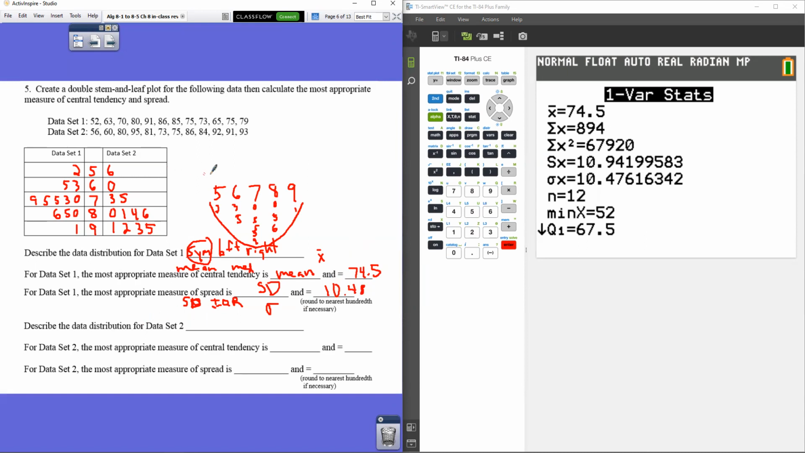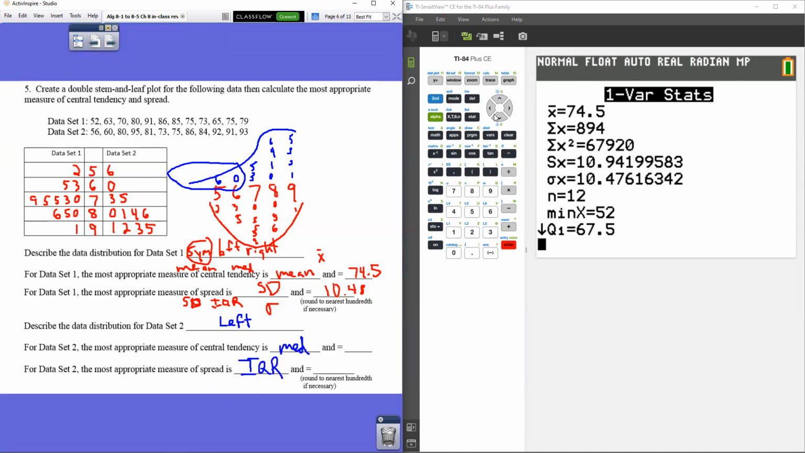For data set number two, I'm just going to switch colors here. I have a 6, I have a 0, I have a 3 and a 5. I have a 0, 1, 4, and 6. I have a 1, 2, 3, and 5. I can tell that this one is going down to the left and getting stretched out to the left here. Since it's getting stretched out to the left, it is skewed left, since the longer tail part, the bottom of the hill, is to the left. If it's skewed left, we want to use the median and we want to use the IQR.